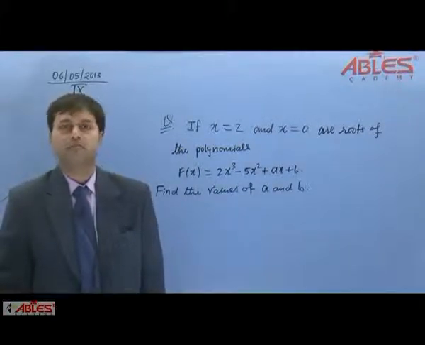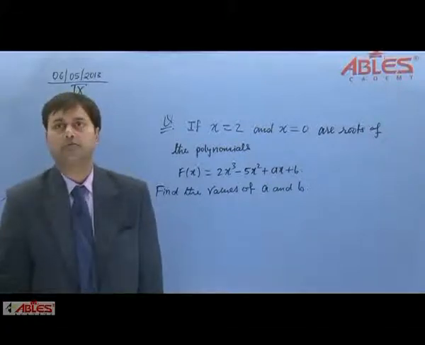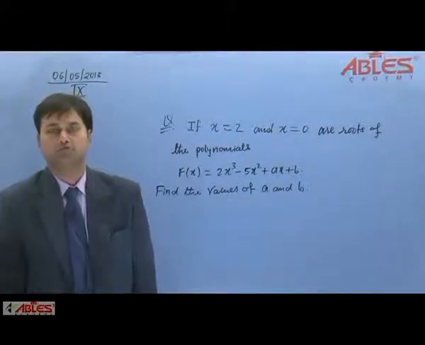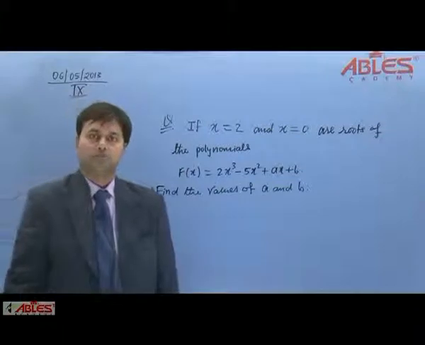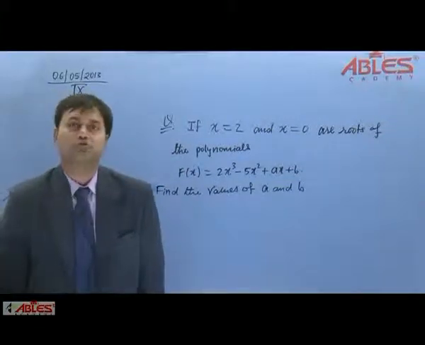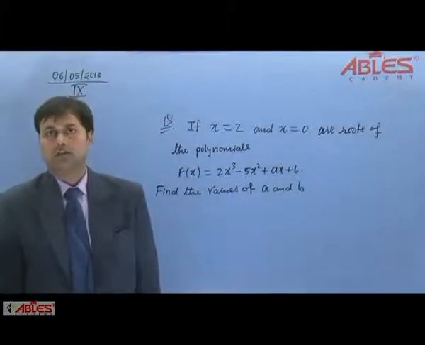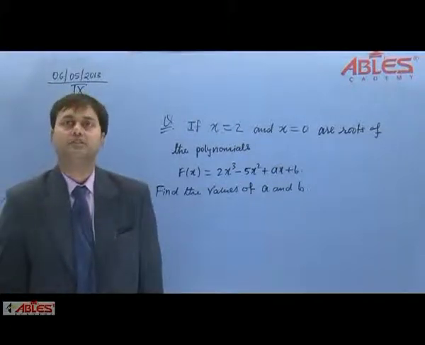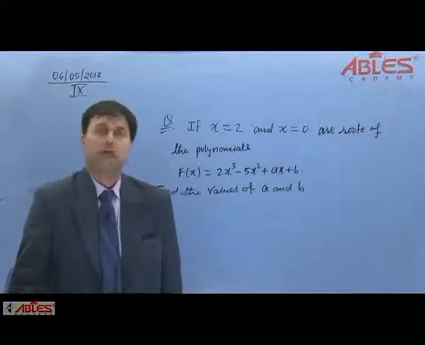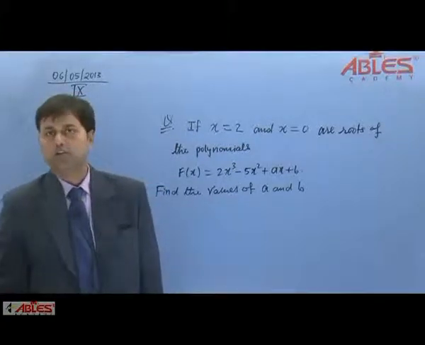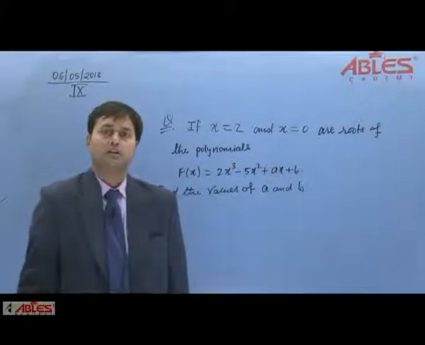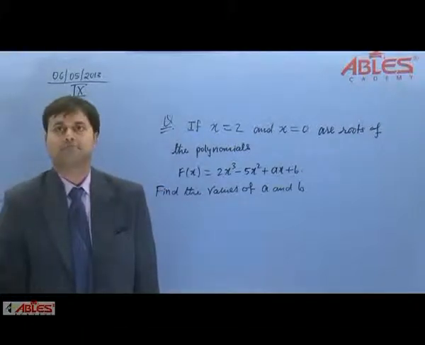Suppose we are putting some values of x, and in this case it is given that we have to put x equals to 2 and x equals to 0. So by putting that value the output should be 0. Fine, and by doing this you will get two equations, solving which we get answers for a and b. Yes students, all centers, I am waiting for your response on what the answer should be in this case.